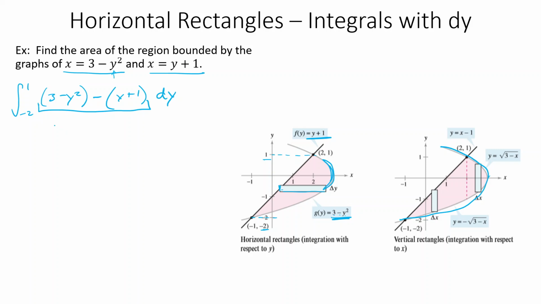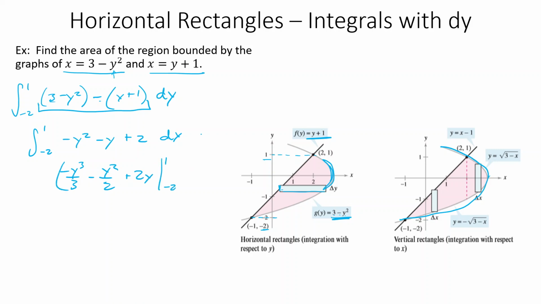All right, so we can simplify this. That's the integral from negative 2 to 1 of negative y squared minus y plus 2, 3 minus 1, yeah, dy. So we'll get negative y cubed over 3 minus y squared over 2 plus 2y. We're just integrating with respect to a different variable.